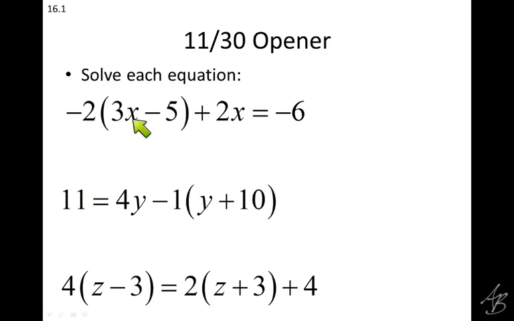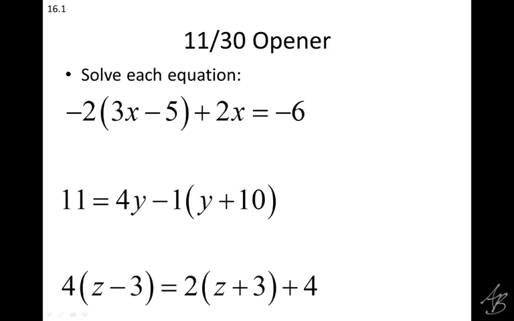So like the first one, we have an x here and we have an x here. Second one, we have a y here and we have a y here. Last one, we have a z here and we have a z here. So the variable's in different places. We're going to have to get it by itself. But to get it by itself, it can't be in different places. So we're going to have to do what we were doing a couple weeks ago and get the variable in one place before we can get it by itself.